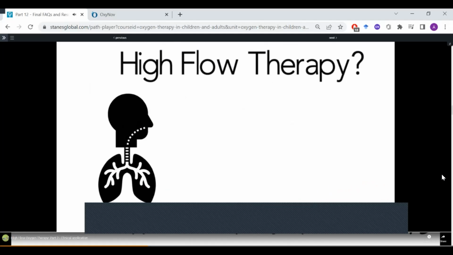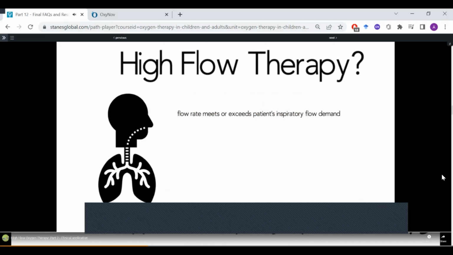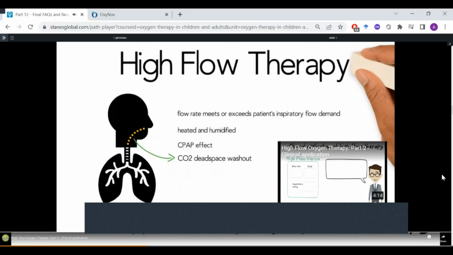So, just a quick final summary on high flow therapy. High flow oxygen therapy usually delivers oxygen at a flow rate equal to or higher than the patient's actual inspiratory flow rate. It should be heated and humidified for patient tolerance, and depending on the flow rate and the seal around the nose and mouth, high flow oxygen may create a CPAP effect, although we don't know exactly how much. It also may wash out some CO2 that is in the upper airway, which is often referred to as CO2 dead space washout, but again, we don't know exactly how much. So that's your quick introduction to high flow therapy.